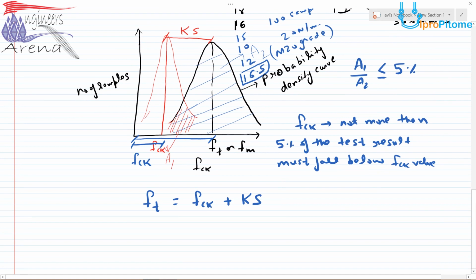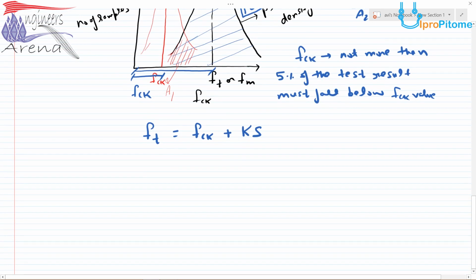This is FT. Here FT is equal to FCK plus K into S. You must know S is standard deviation. You must have studied it in statistics, but what does that mean over here?